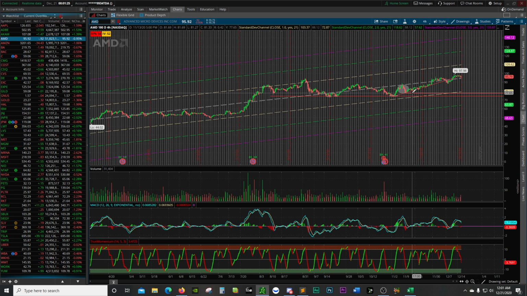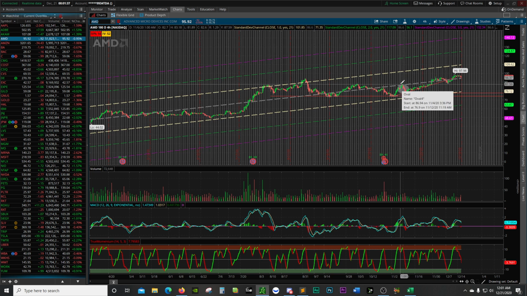The 74 and a quarter area is downtrend reversal. The point you're talking about, 77.8, is uptrend retracement.